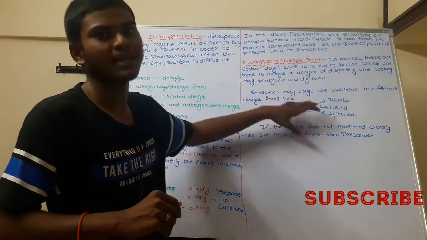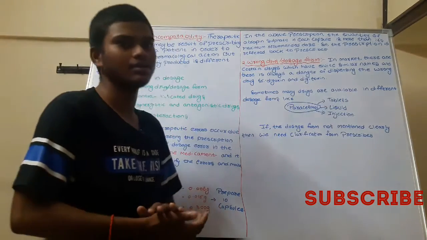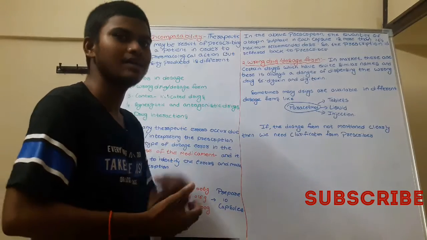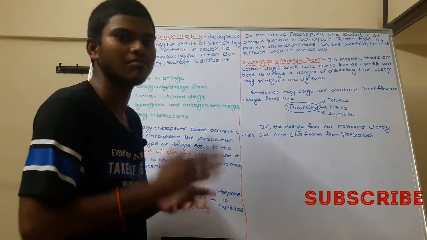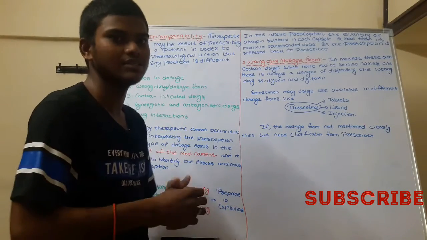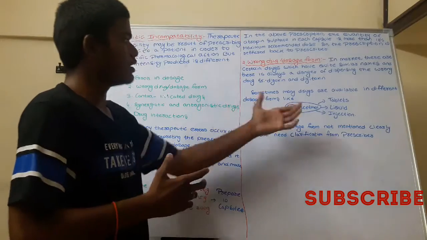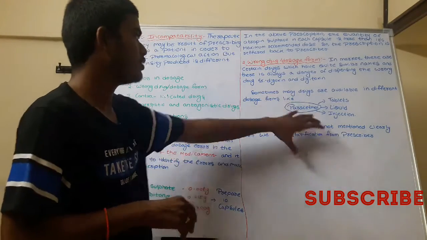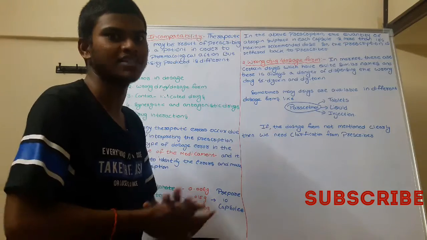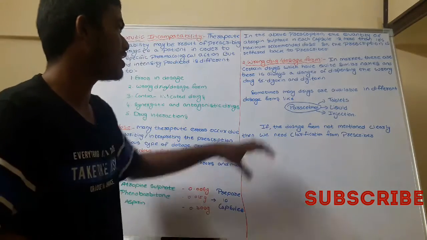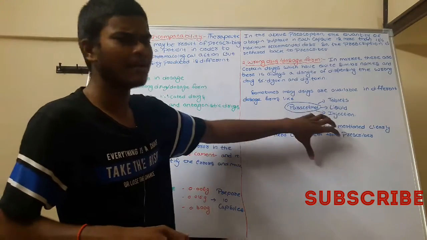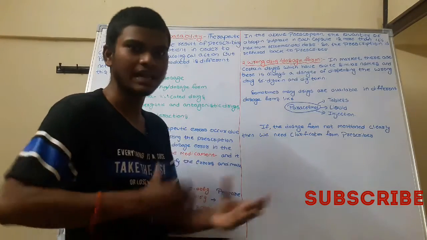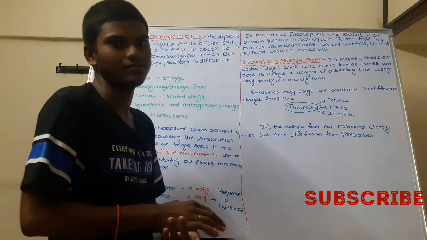Sometimes many drugs are available in the market with different dosage forms. For example, paracetamol is available in solid dosage form, that is tablets, and also in liquid dosage form, that is paracetamol syrup, and also in injection form, paracetamol injection. If the dosage form of the medicament is not mentioned clearly, then we need clarification from the prescriber.